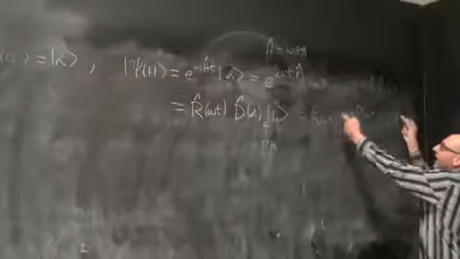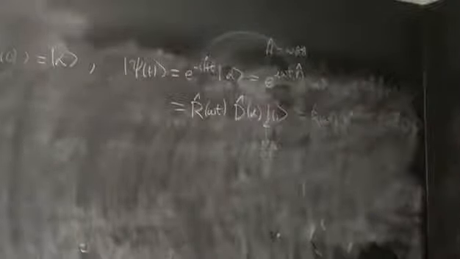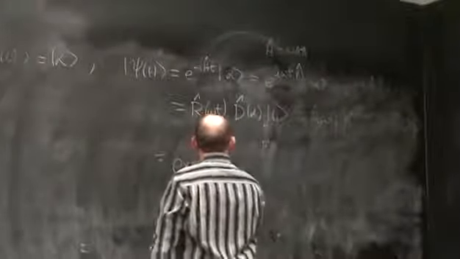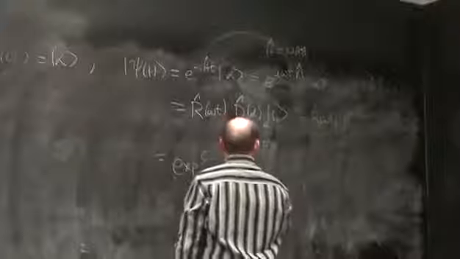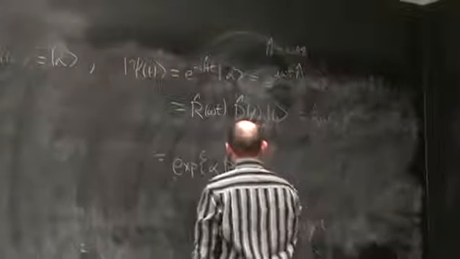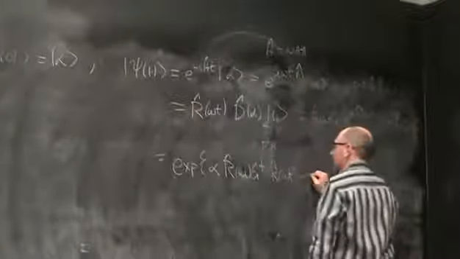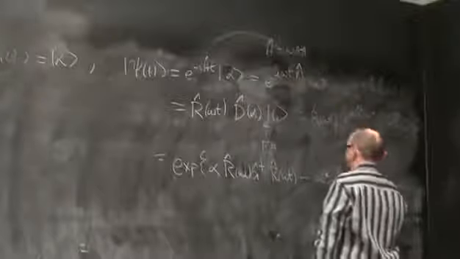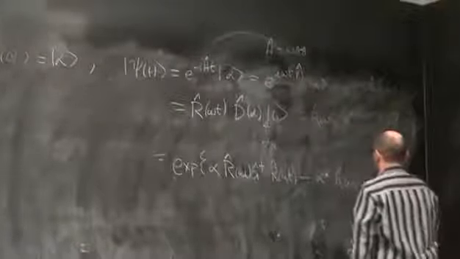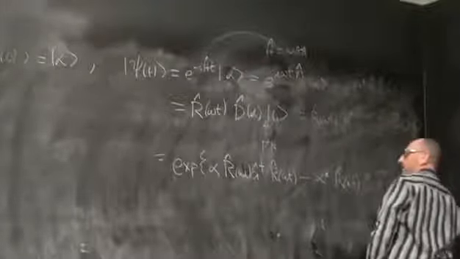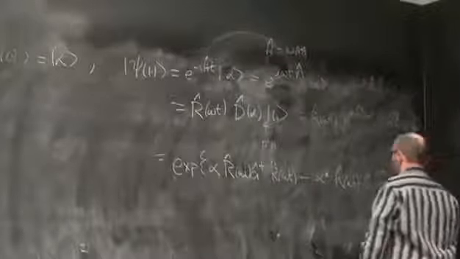So now we play the usual trick of you can shove a unitary operator inside an exponent, right? And so that is equal to the exponential of alpha R(omega t) a dagger R†(omega t) minus alpha star R(omega t) a R†(omega t), acting on the vacuum.